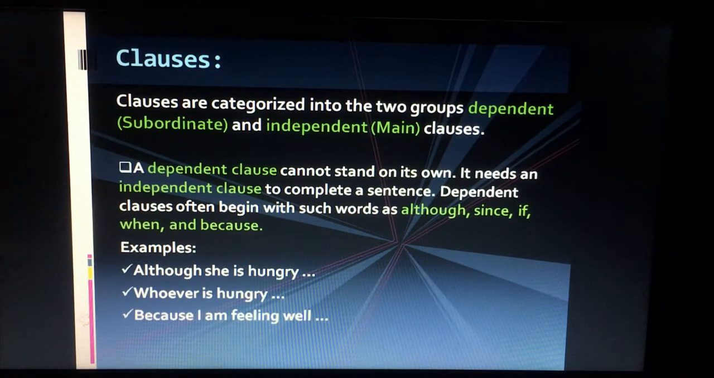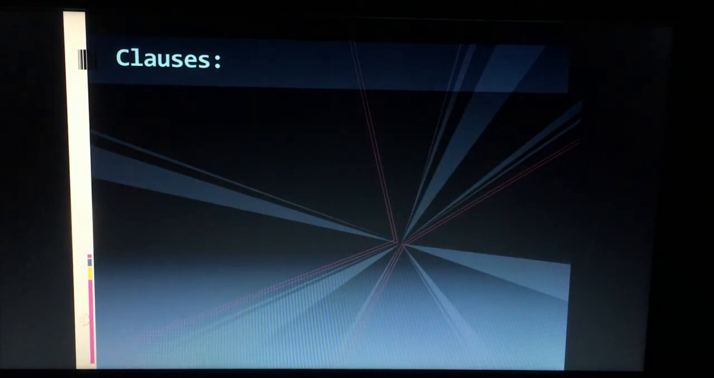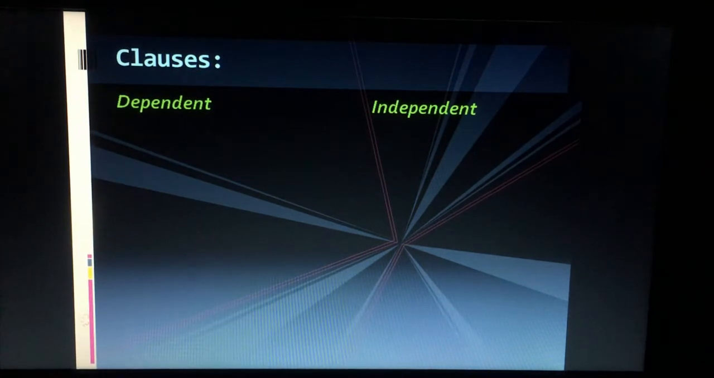A few examples are given here. As you can see, these are not conveying the full thought of a sentence. So you can definitely say these are dependent clauses, which depend on an independent one. Let's move on to the next slide, which will complete this thought about dependent and independent.